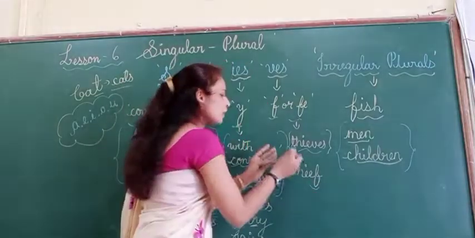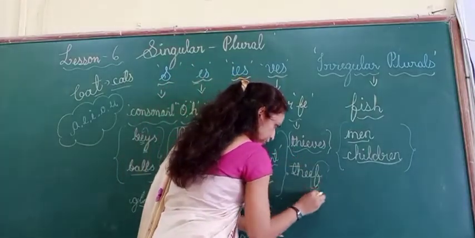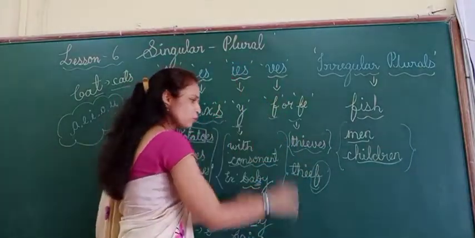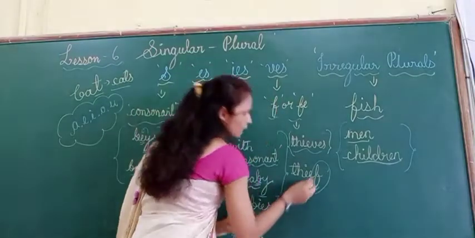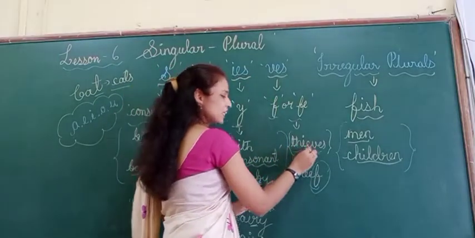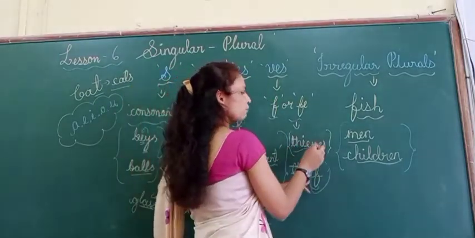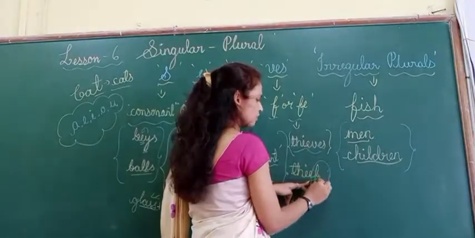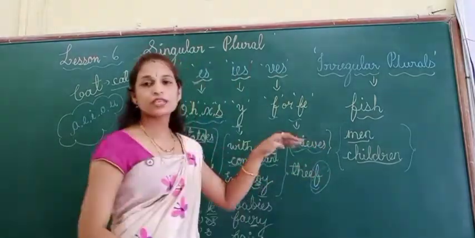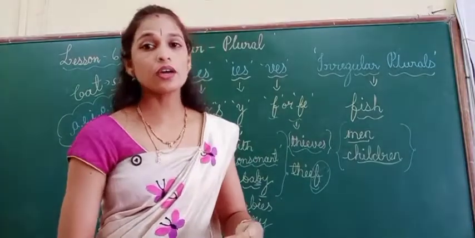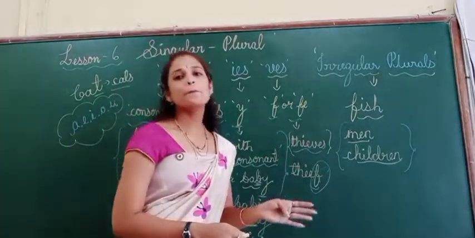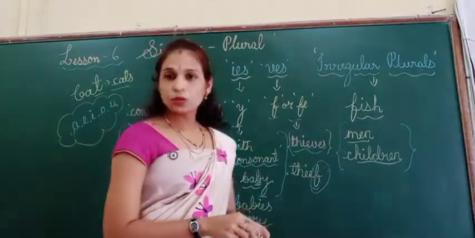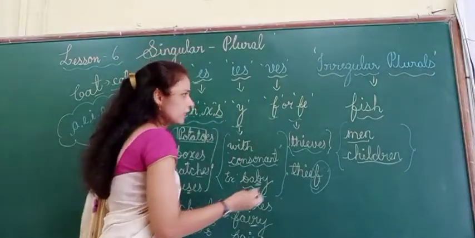Yes. So, in the place of F, I will remove that F and I will write T-H-I-E-V-E-S. Instead of this F, I have written V-E-S to convert singular into plural. You want one more example? Yes, see here.